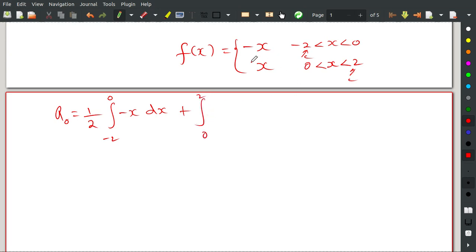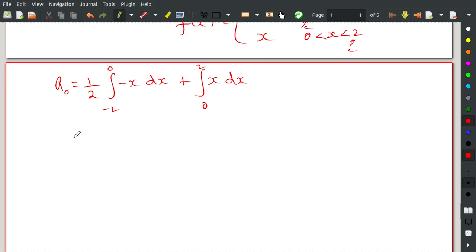In this limit our f of x is x dx. So this is our a naught. You just evaluate this integral and find the a naught. Similarly for a n we have, I am just taking this 1 by 2 outside, so 1 by 2, it's a common thing.